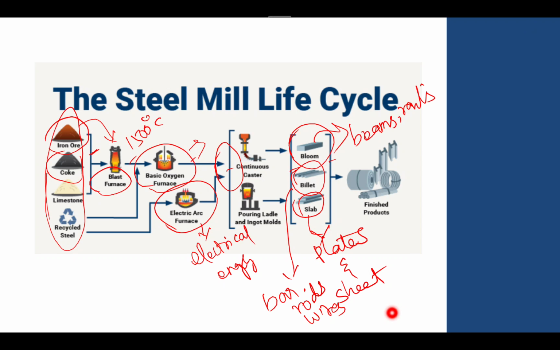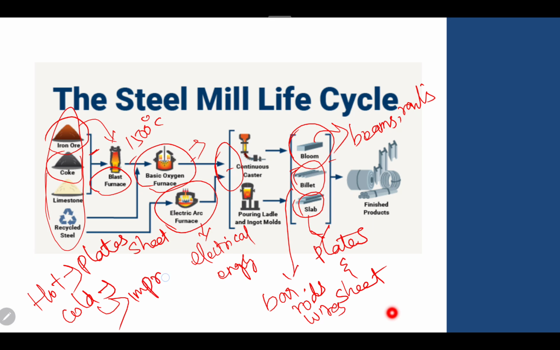Steel goes through rolling and forming to get its final shape. We have two types of rolling, hot rolling and cold rolling. Hot rolling shapes the steel while it's hot into plates, sheets, beams and rods. Cold rolling may follow to improve surface finish and dimensional accuracy. These steps prepare steel for industrial and structural use.